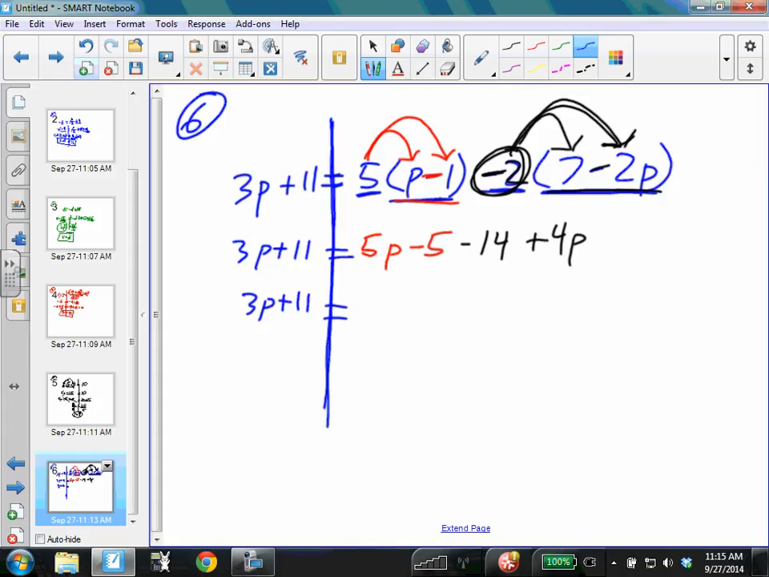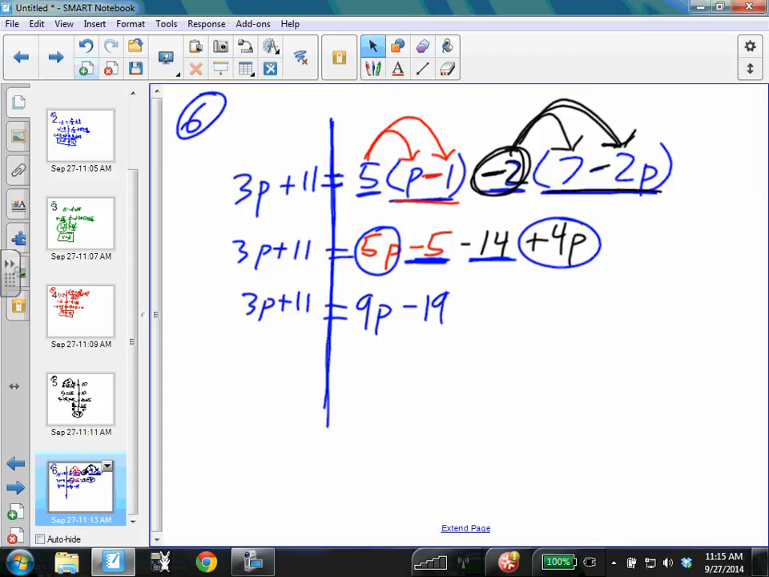And I see already that there's a 5p and a 4p. So I'm going to go ahead and put those together. So 5p and 4p combine to give me a 9p on this side of the equation. And then you'll notice that there's a negative 5 and a negative 14 that are like terms as well. And so if I put those together, negative 5 and negative 14 makes negative 19.